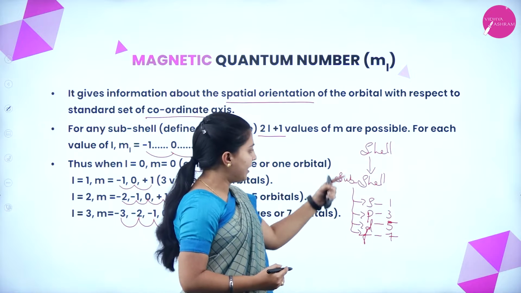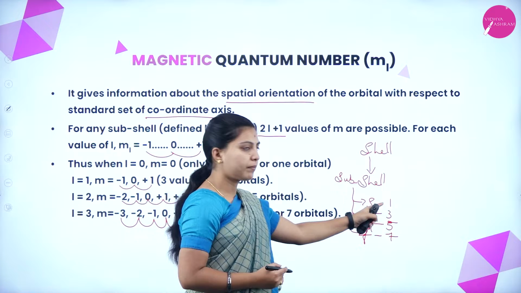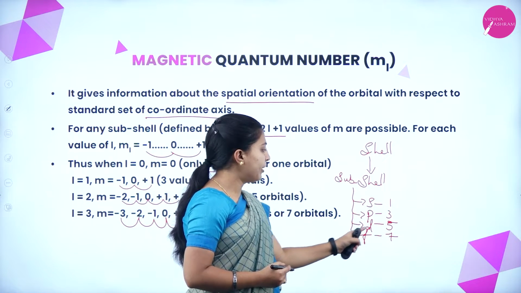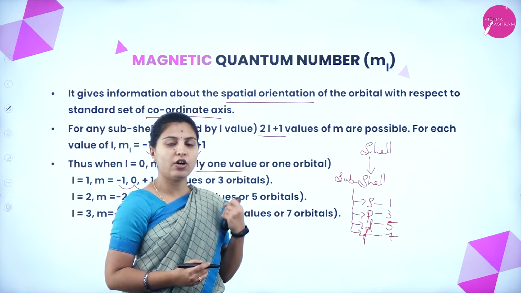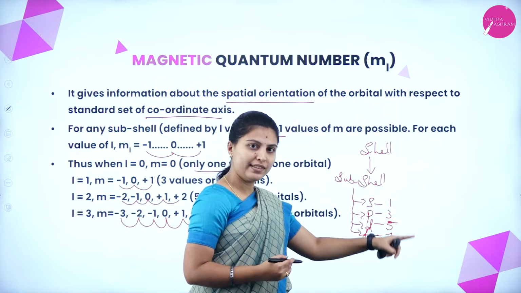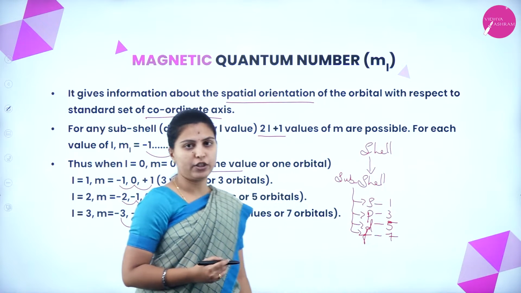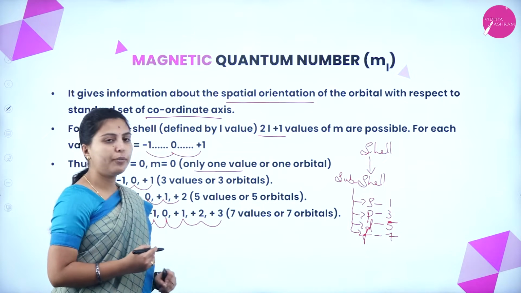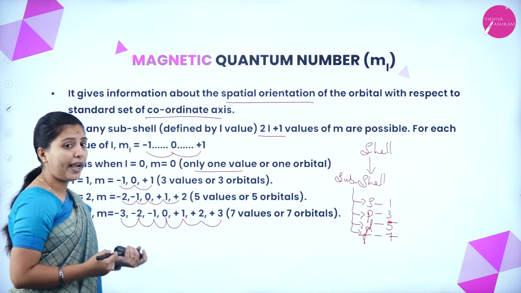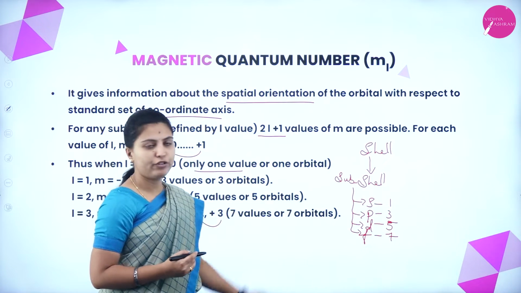First shell, then subshell. In the subshells s, p, d, f, s will accommodate one level, one orbital, p will be 3, d will be 5, f will be 7. Then one orbital will accommodate 2 electrons: s 2 electrons, p 3 into 2, 6 electrons, d 5 into 2, 10 electrons, f 7 into 2, 14 electrons. This is the capacity of the orbitals. These are the details about the magnetic quantum number, how it has been 1, 3, 5, 7, which I have shown here.